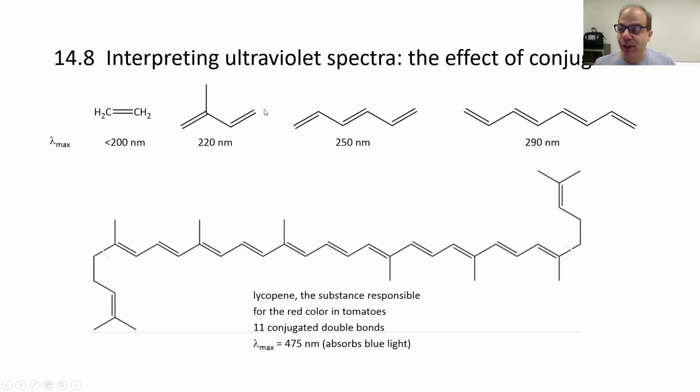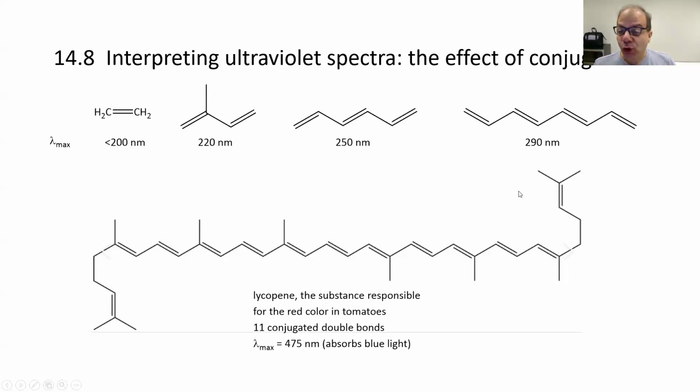This compound happens to be called isoprene. I don't know if I care that you know that, but we have two conjugated double bonds. It absorbs at 220 nanometers, so we've moved to the longer wavelengths. Three conjugated double bonds and we're at 250 nanometers. Four conjugated double bonds and we're at 290. And that continues. We're getting closer and closer to that cutoff of ultraviolet versus visible light, which, as I recall, is around 400 nanometers, give or take.